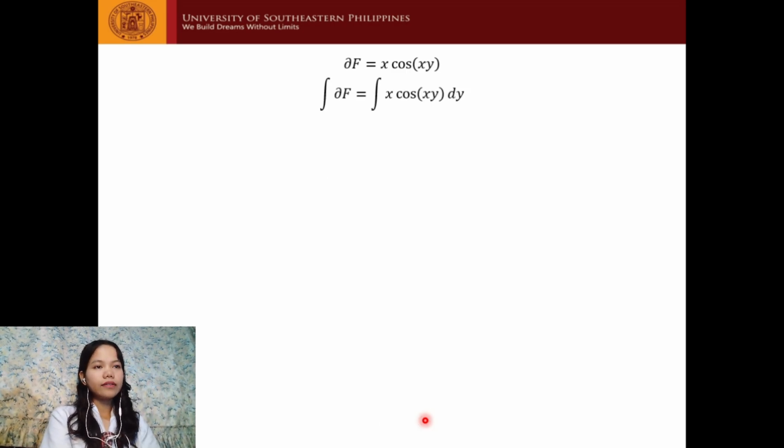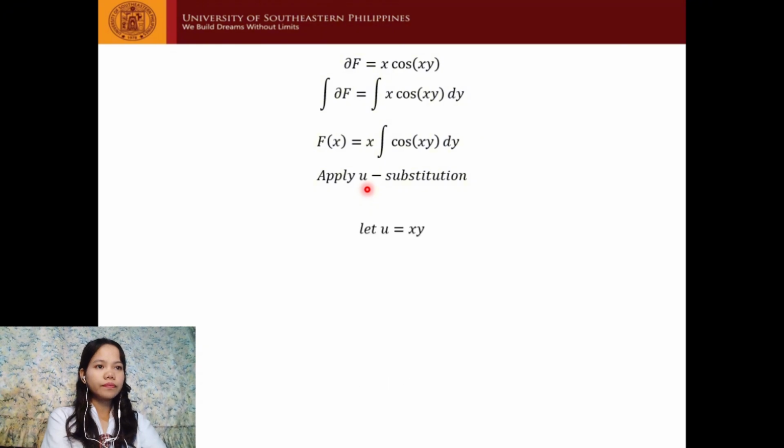And we are going to apply the integral to the partial derivative and also to the function x cosine of xy. So, the integral of the partial derivative of f is f, which is equal to x multiplied by the integral of cosine of xy with respect to y. For this integral, we are just going to apply u substitution, where we let u be equal to xy. Now, taking the derivative of u, we will have x dy equals du over dx.